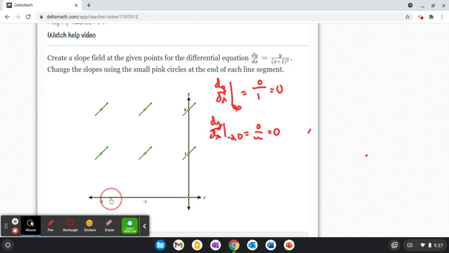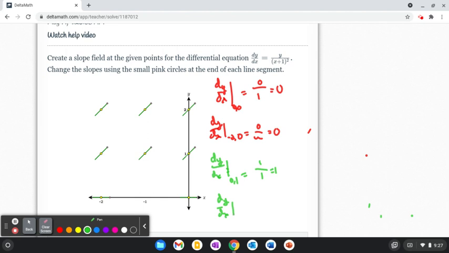Oops. All right, let's go ahead and move up a line. So then we'll go ahead and do 0 comma 1. So that's going to be 1 over 1. So that's just 1. So that one's actually already good. I don't need to move that one. It's positive 1. The next one, dy dx evaluated at negative 1 comma 1, is going to put me at 1 over 0 because I get 0 in the denominator, so that's undefined. So that one's going to be straight up and down.